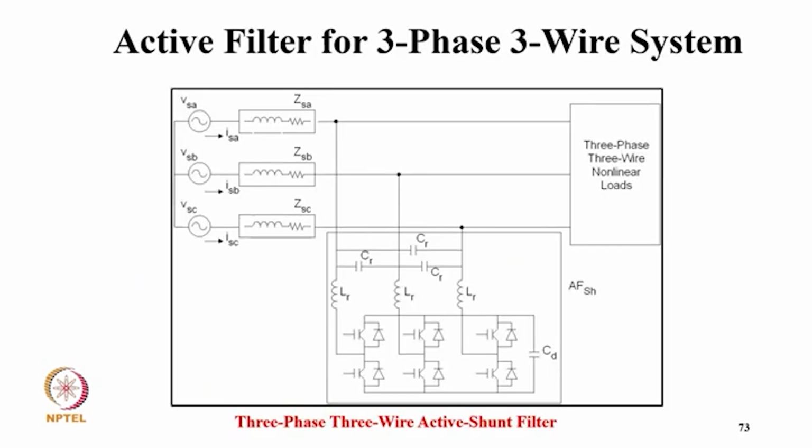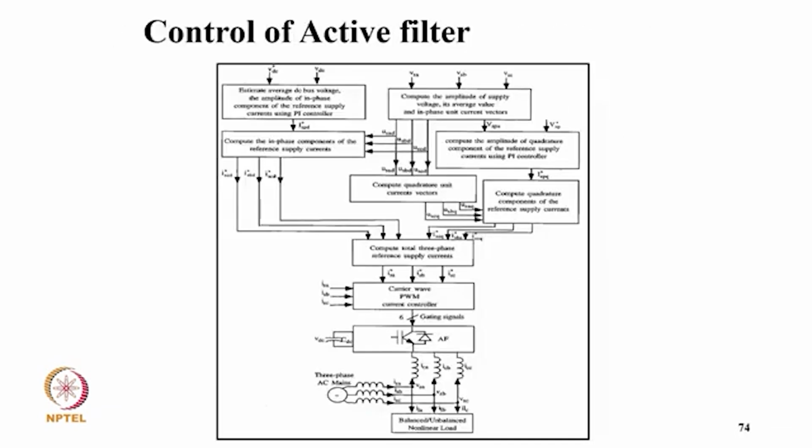And this is typically a three-phase, three-wire active shunt filter. I mean, typically we use the three-phase voltage source converter. You can use current source, but normally voltage source is preferred because it has fewer losses and requires fewer components, and you need an electrolytic capacitor on the DC link, which is very cost effective. And then you have typically an LC filter for eliminating the higher order harmonics.